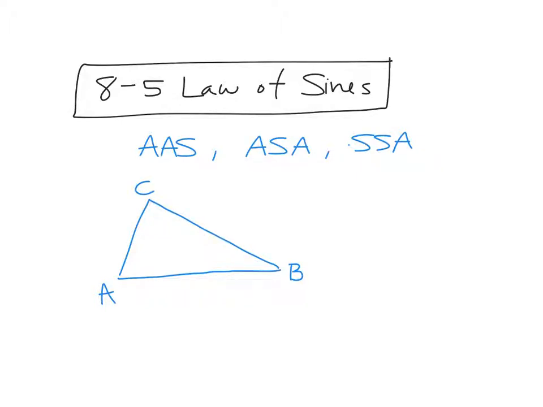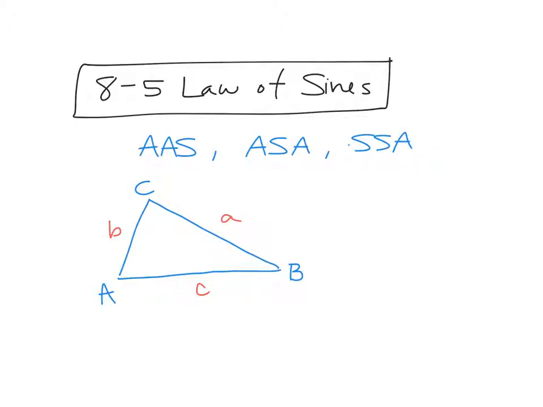So let's say we have triangle ABC. Across from angle A is side A. Across from angle B is side B, and across from angle C is side C.